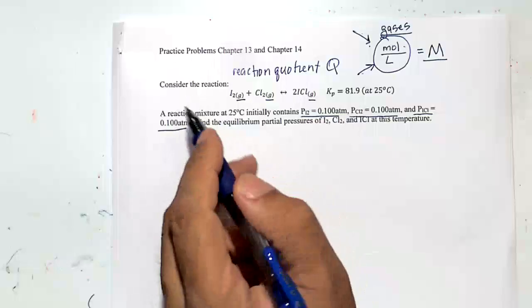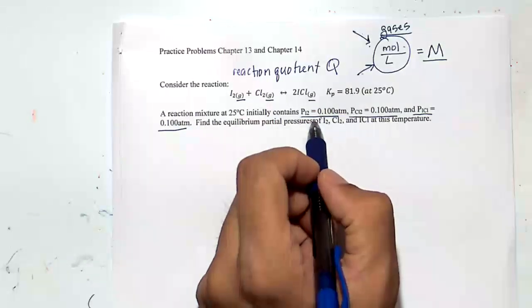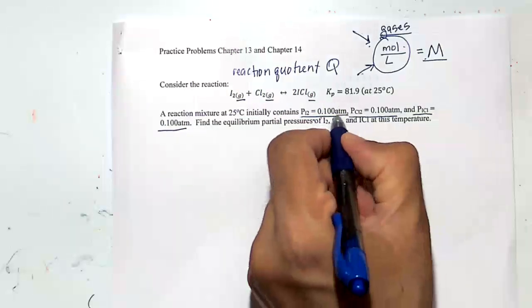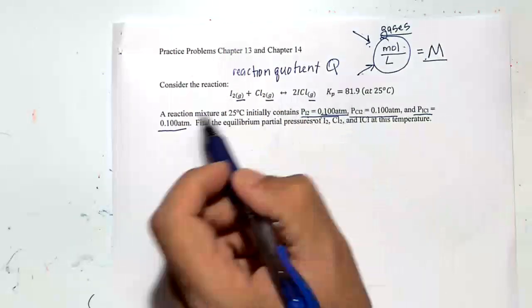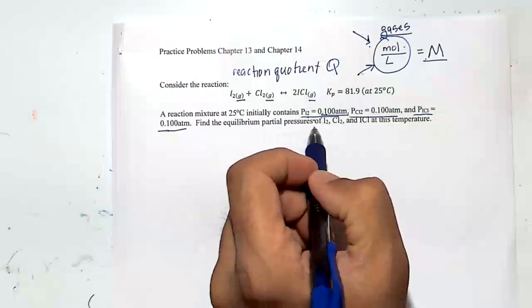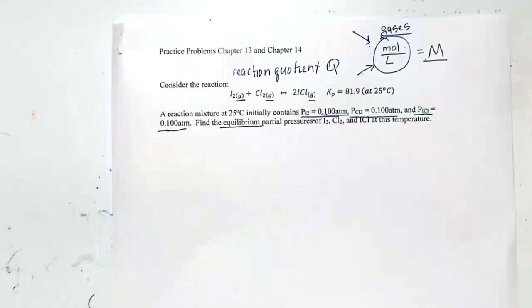We have a reaction mixture initially at this pressure. Gases can be in moles over liters, or pressure. Here we have pressure, and these are the pressures of I2, Cl2 and ICl. Find the equilibrium partial pressures at this temperature. What will the final pressures be when this reaction goes to equilibrium?